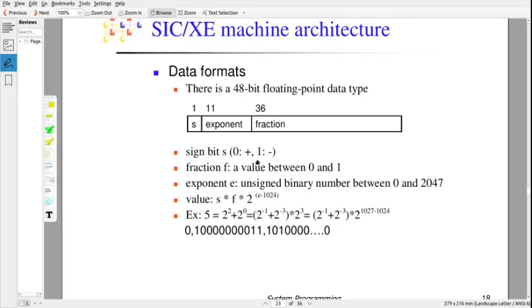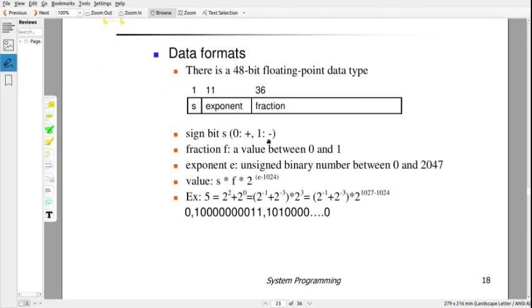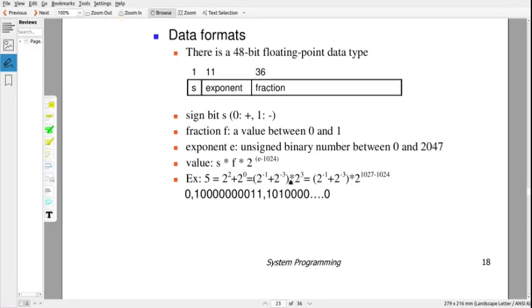So the sign may be positive or negative, and the fraction is a value that lies between 0 and 1, and the exponent E is always positive. It's an unsigned number, so you can represent any number between 0 and 2047, because 11 bits are there, 2 raised to 11 minus 1. So if you have a number represented by S, E, F, then the value of that number in floating point is S into F into 2 raised to E minus 1024.